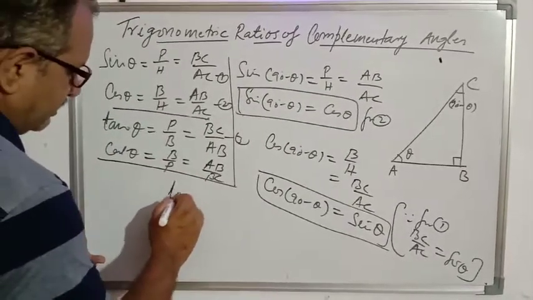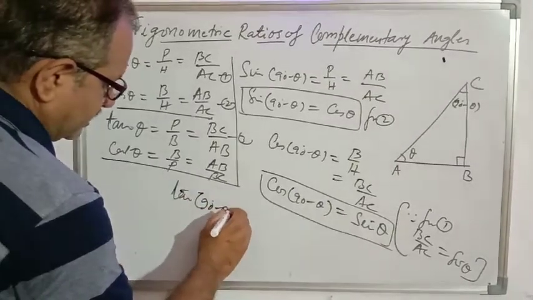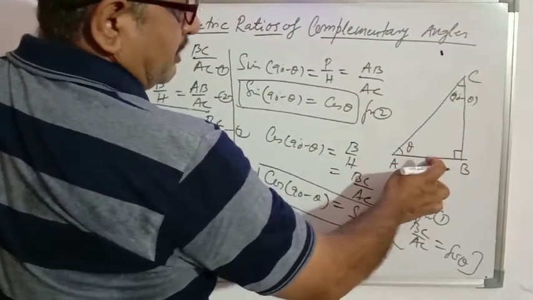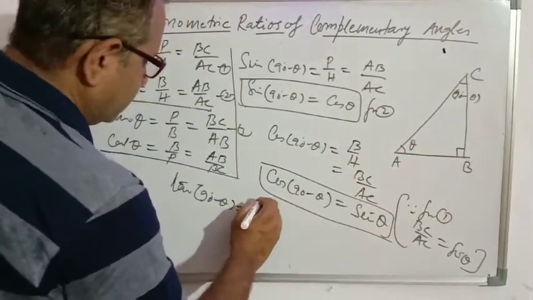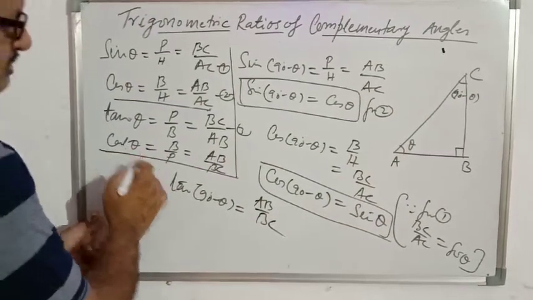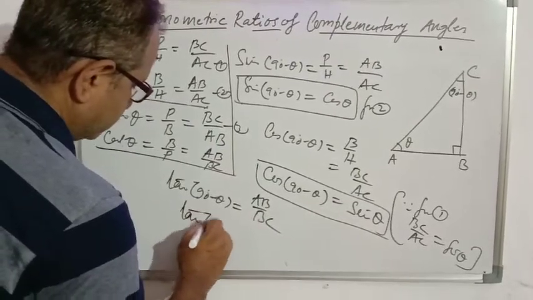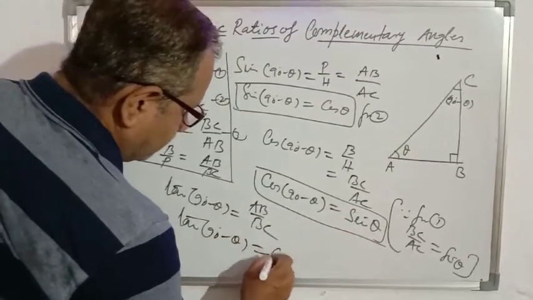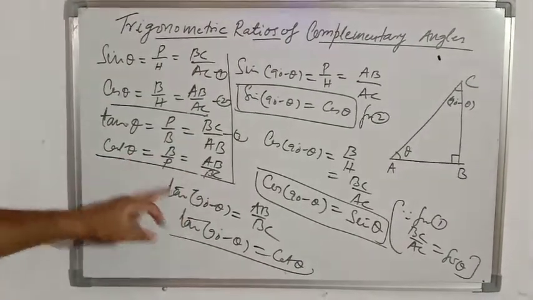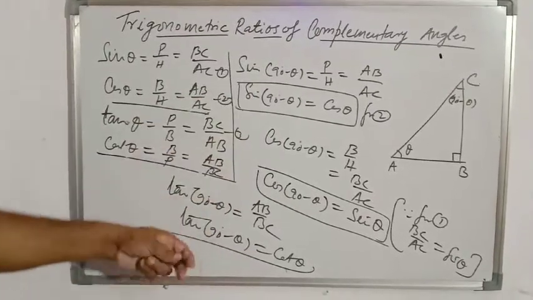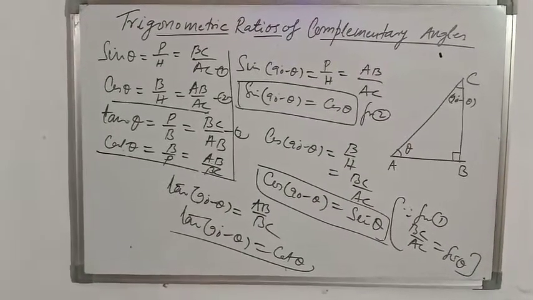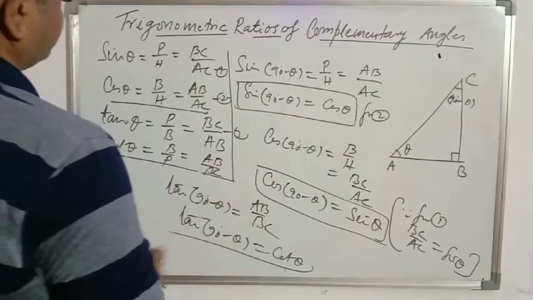Now take tan 90 minus theta. Perpendicular is AB, base is BC. So AB by BC. And what is AB by BC? Cot theta. So tan 90 minus theta is equal to cot theta, because AB by BC is equal to cot theta. In this way we can write for cot, sec, cosec also. So here we got a relation between sine and cos.